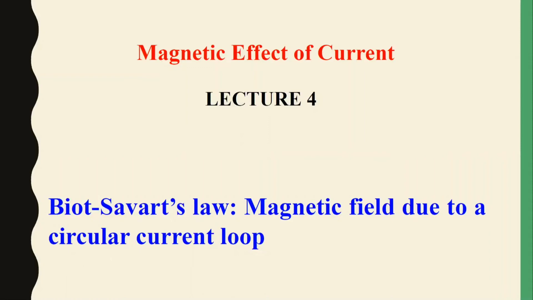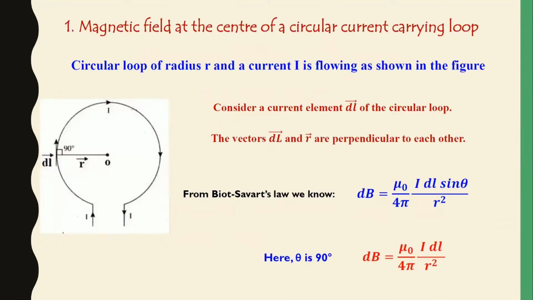This is our lecture number 4 of magnetic effect of current. In this lecture, by the application of Biot-Savart law, we are going to obtain the magnetic field due to a circular current flow. First of all, we shall obtain the magnetic field at the center of a circular current carrying loop.